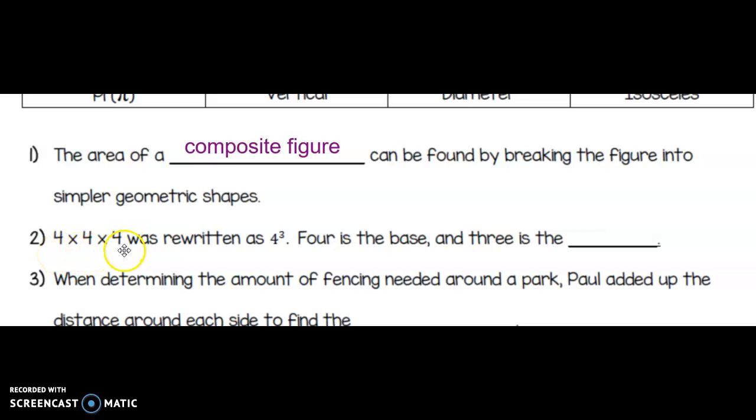4 times 4 times 4 was rewritten as 4 to the third or 4 cubed. The 4 is the base and the 3 is the exponent. So 4 was raised to the third power.